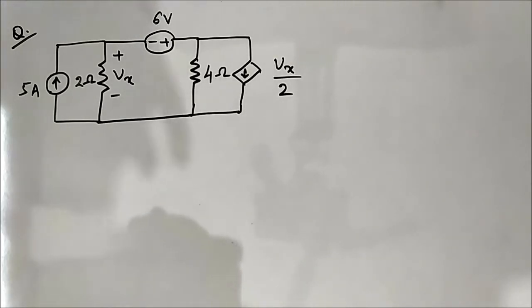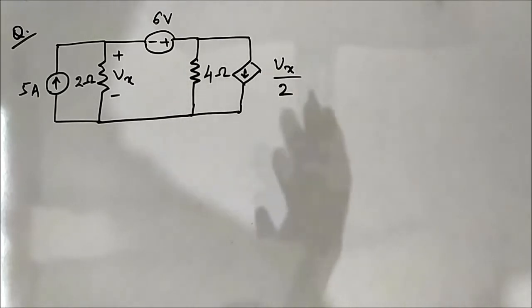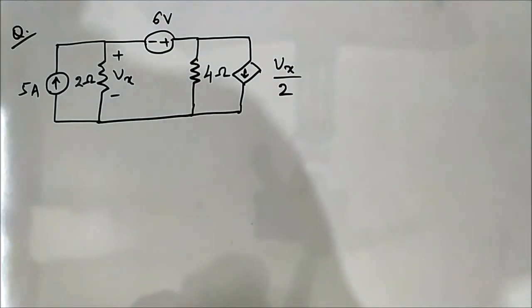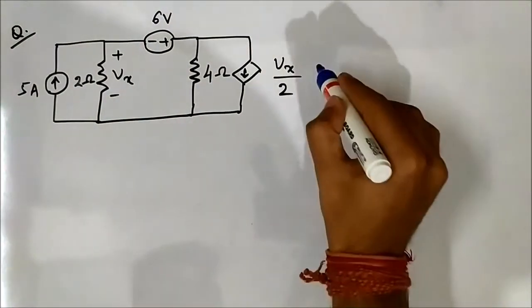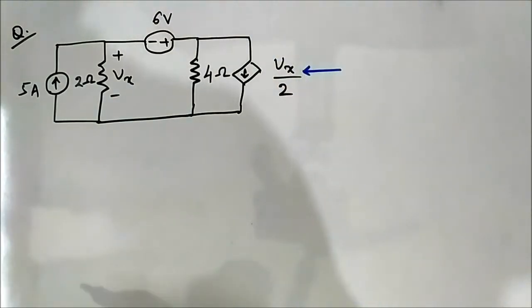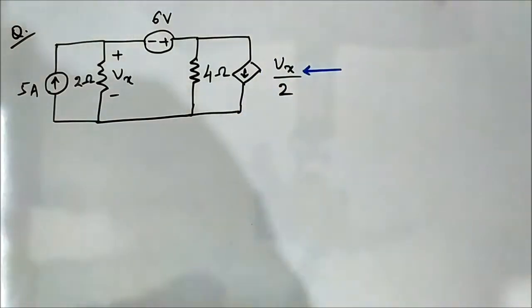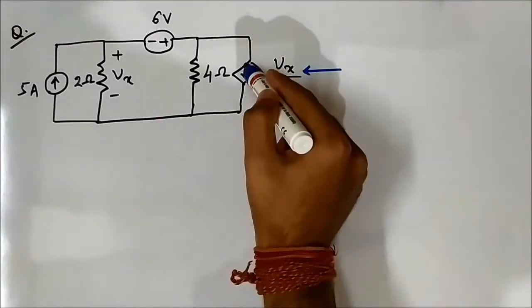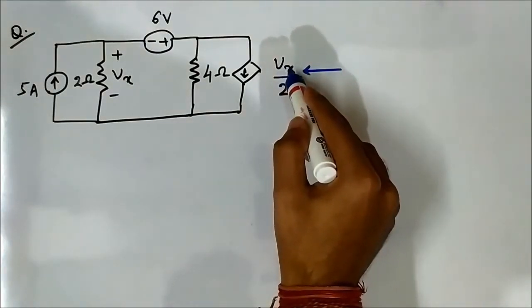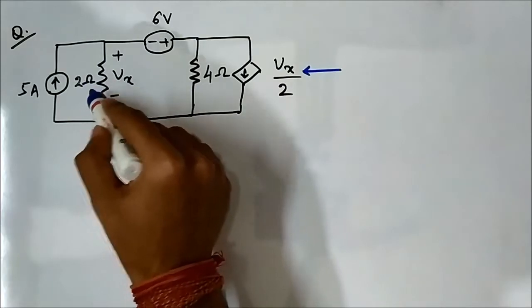So here we are with another question on superposition theorem involving dependent sources. This is the circuit here with all the circuit elements involved. Here, this dependent source is what makes this circuit very interesting and very important. It is a current source which is dependent on a voltage across this 2 ohm resistor.